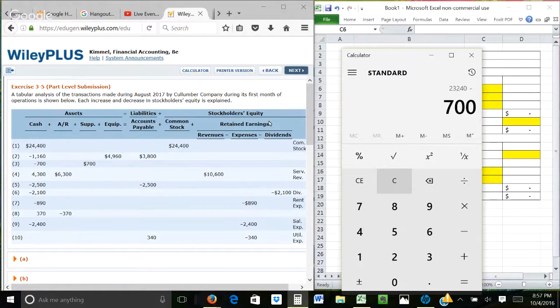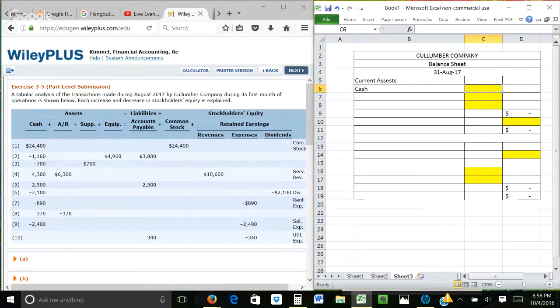Subtract 700. We're going to add 4,300, but subtract 2,500 and our 2,100 worth of dividends, our $890. But I'm going to add $370 from the accounts receivable and subtract 2,400. We should get 19,320, and that's what I had previously figured out. So I'm glad I could do it correct twice in a row. Sometimes you get nervous, but okay. So we can put that down for cash. That's $19,320.